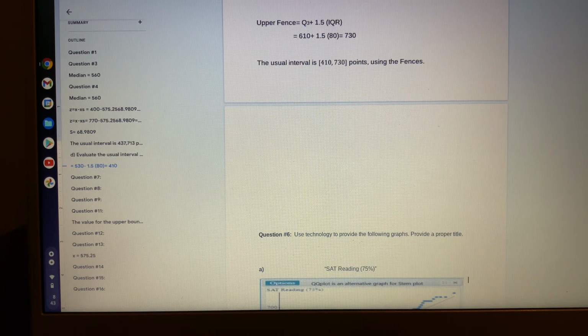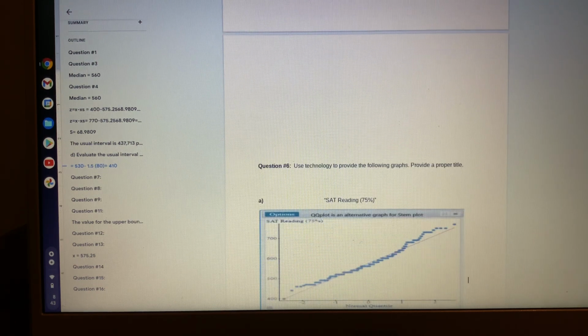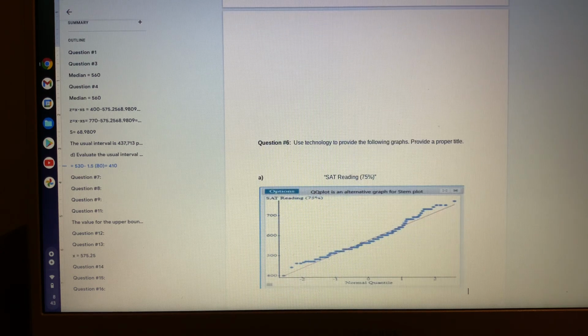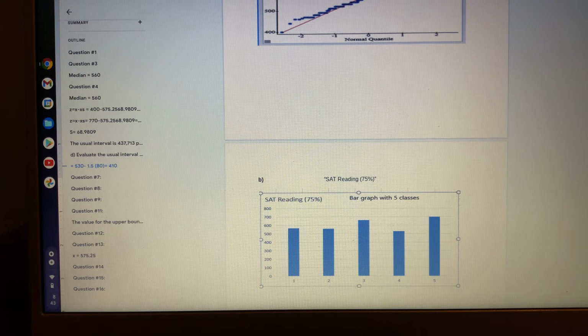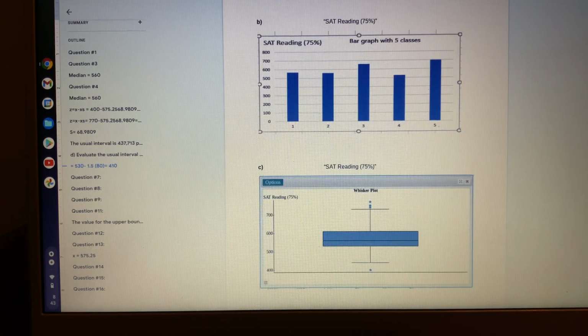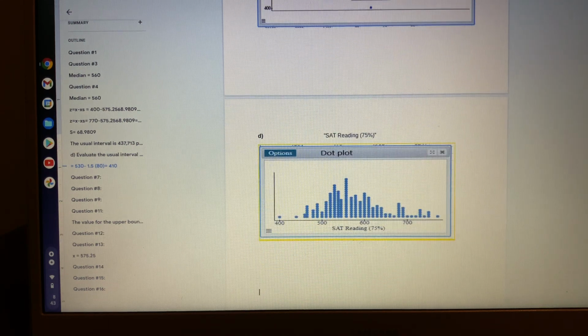For 6, it had asked for us to provide graphs. Since I had some type of difficult column due to the numbers, I couldn't use a stem plot, so I needed to use a QQ plot instead. The following is a bar graph with the 5 classes, and then a whisker plot and a dot plot.